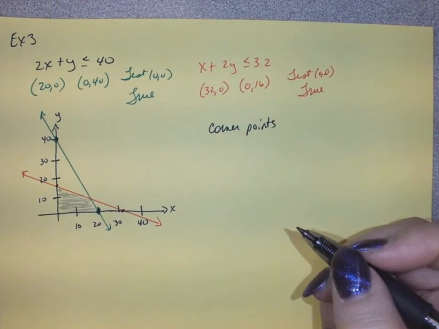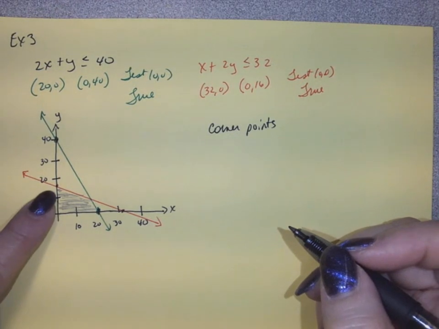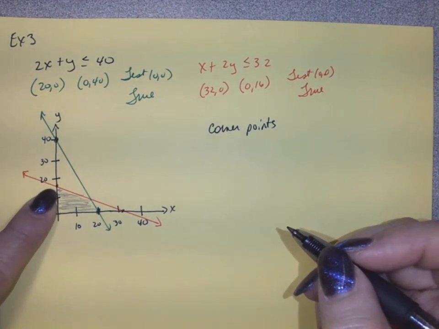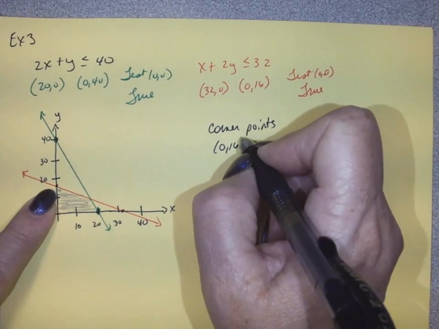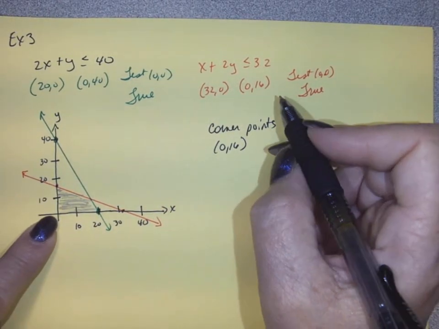We have some of them right away. We know that we have, this is our y-intercept, and that's at 0, 16. We have 0, 0.